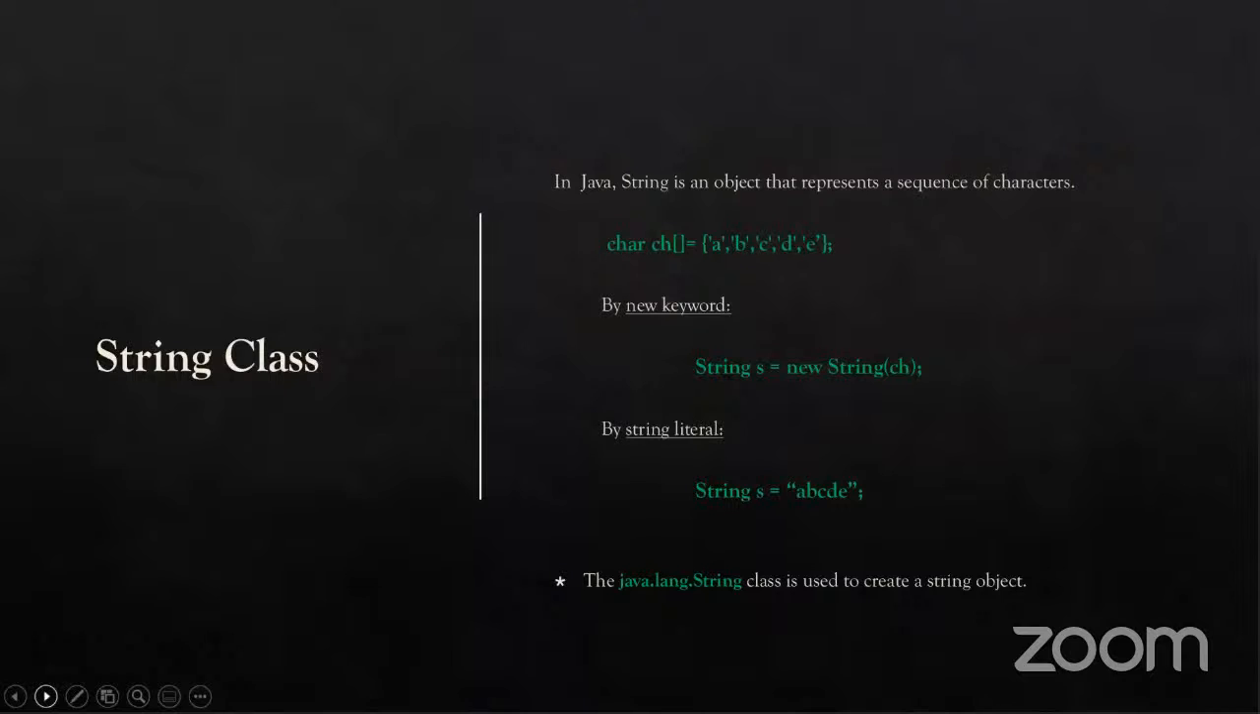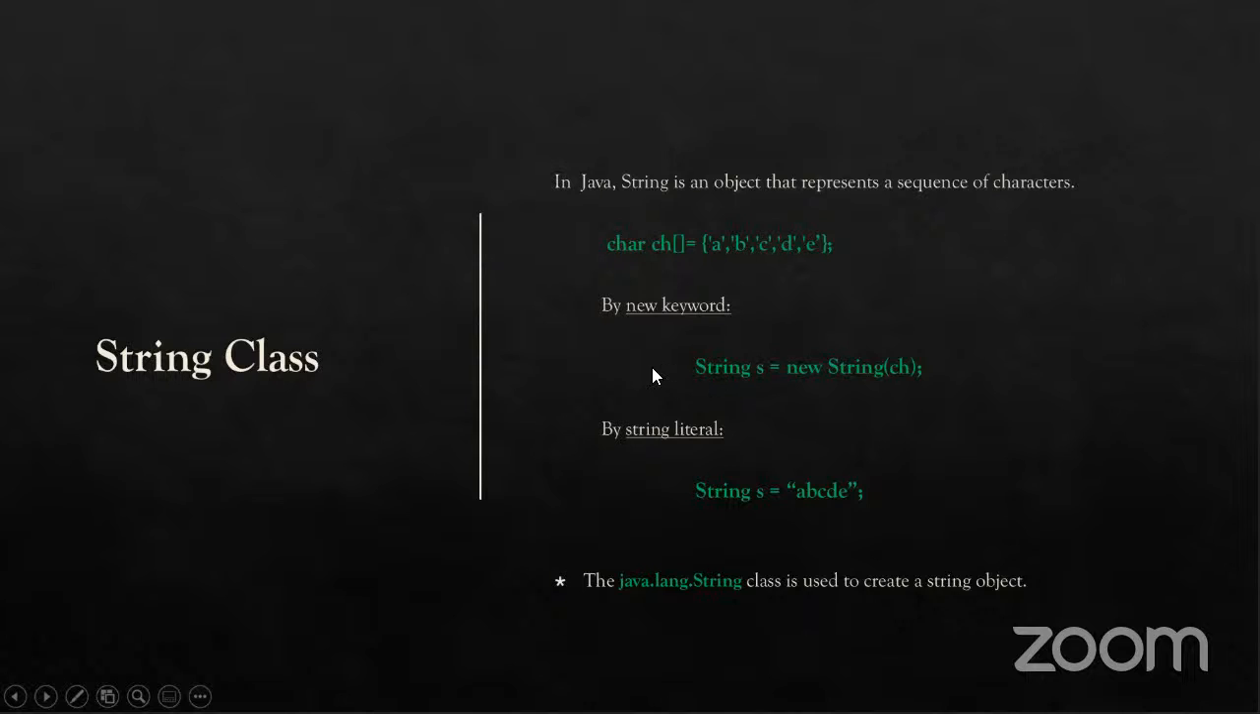Basically, in Java, a string is an object that represents a sequence of characters. It's just like an array object. So here we can call it a character sequence as a string. Here we have a character sequence A, B, C, D, E. This is basically a string in Java.